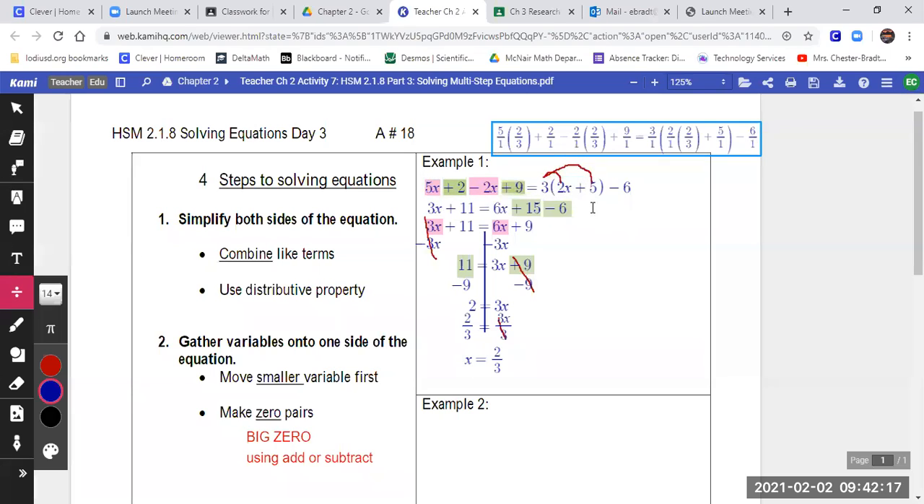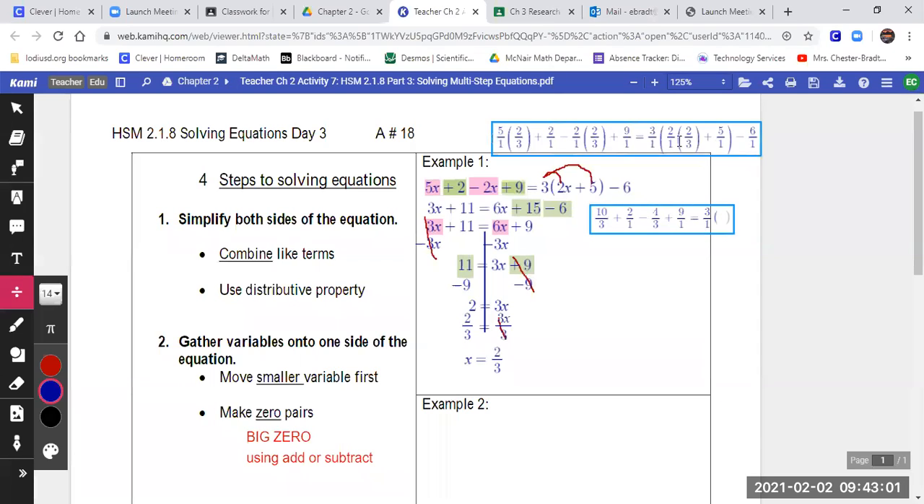So 5 over 1 times 2 over 3 would be 10 over 3. Top times top, bottom times bottom. My 2 over 1 is still a 2 over 1, minus 2 over 1 times 2 over 3, which is going to be 4 over 3, because top times top, bottom times bottom. When we're multiplying, it's just straight across the top, straight across the bottom. We don't have to worry about common denominators yet. It's coming though. Equals 3 over 1.